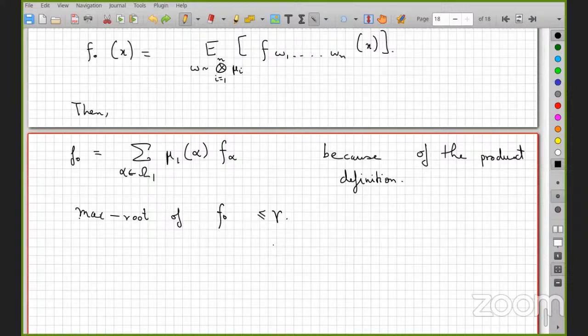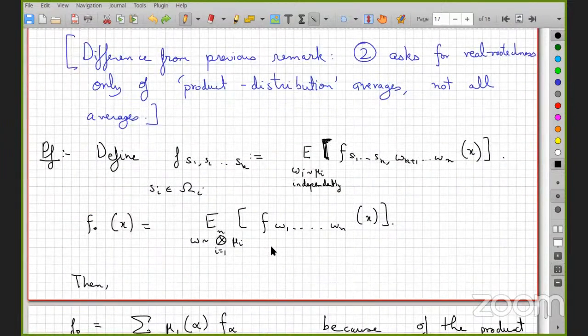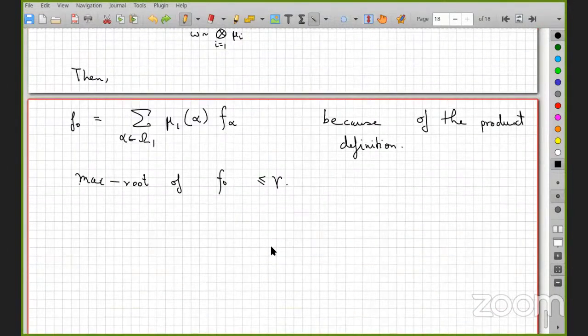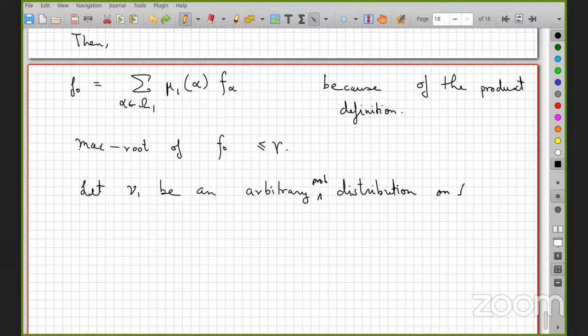Now, can we claim that these f_alphas have a common interlacing? Yes. Why is that? Take any probability distribution on the f_alphas and consider the following product distribution, where the first coordinate is distributed according to your given probability distribution and the remaining are uniform. So let mu1 be an arbitrary probability distribution on omega 1, and the rest are just the uniform mu_i's.